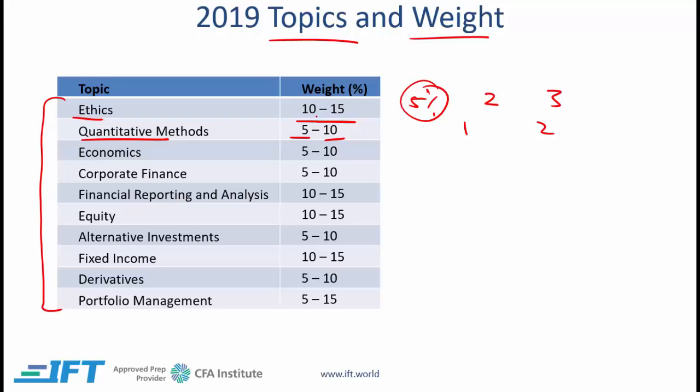Another point is that these are weightages for 2019. The 2019 weightages are different compared to earlier years. The major difference is that now all topics are roughly in the same range. In the past, FRA and equity used to have a much higher weightage compared to other topics, but now their weightage has been brought down compared to the past, and other topics now have slightly higher weightages.